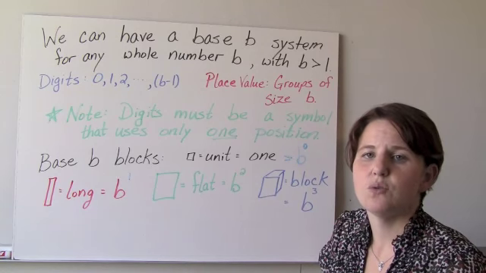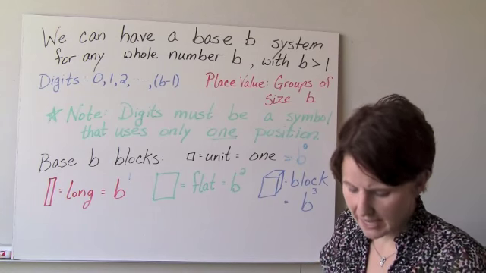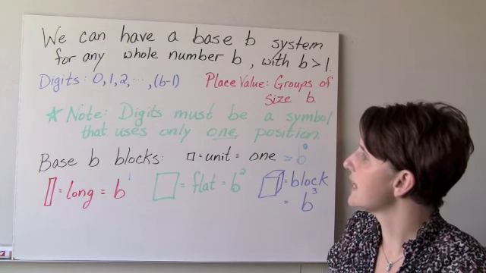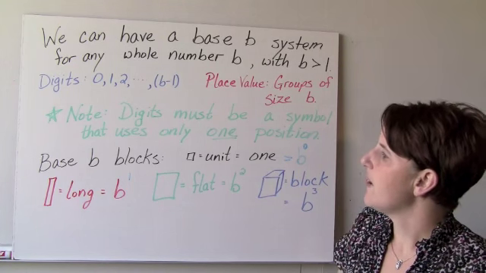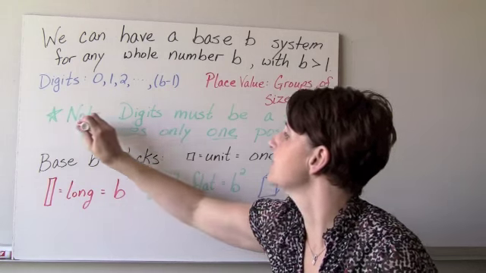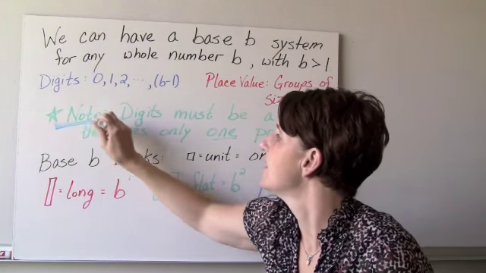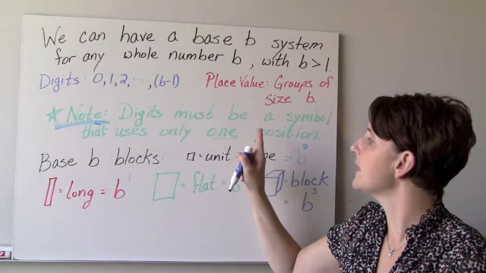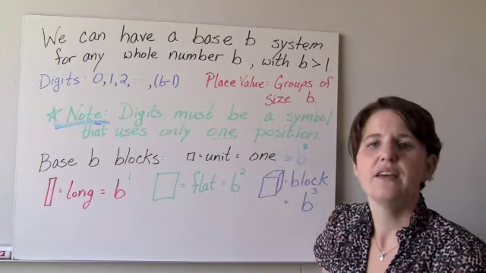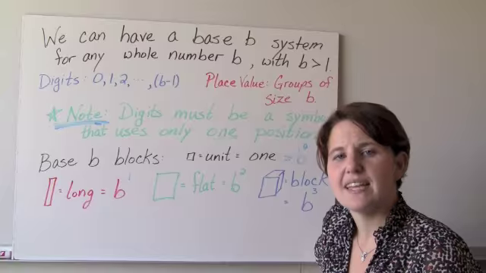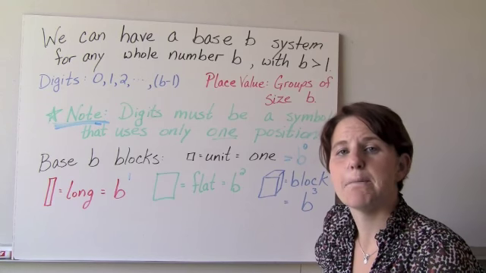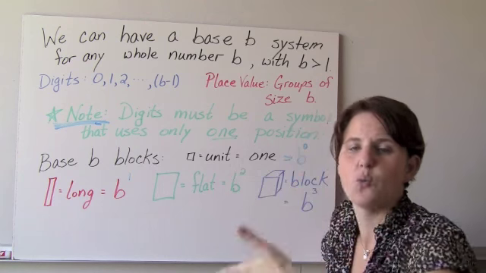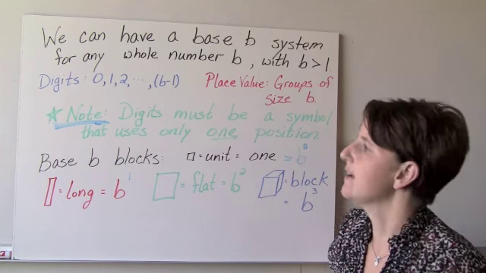So what we're going to do now is look at a couple of examples that are a little bit more standard. Before we move on, because our next example is going to talk about this, digits must be a symbol that uses only one position. So if you use a digit that takes up two positions, it might be confusing. Are we talking about which place value we are looking at?